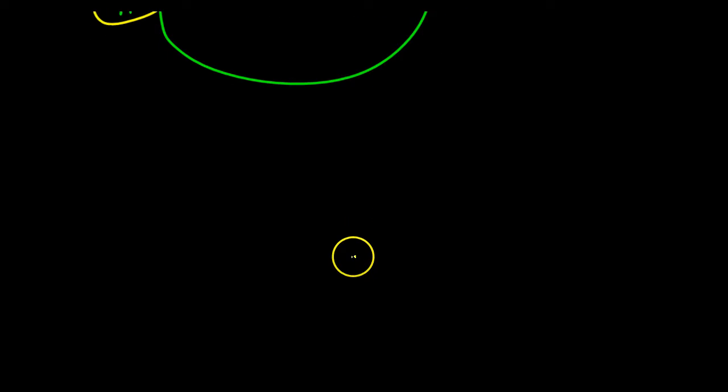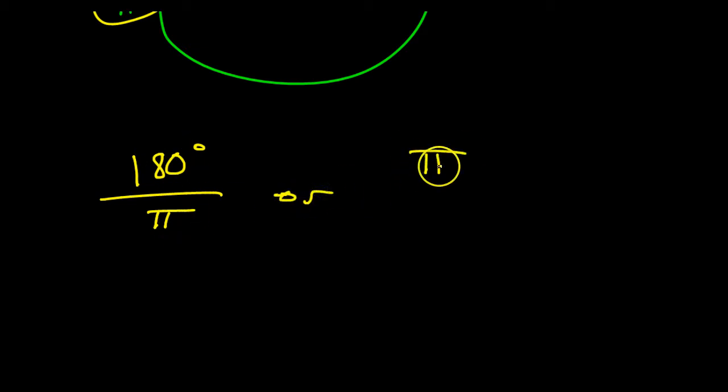That makes the fraction 180 degrees over pi a conversion factor, because these are the same. So multiplying by 180 degrees over pi, or multiplying by pi over 180 degrees, is like multiplying by 1, because these two things are the same.